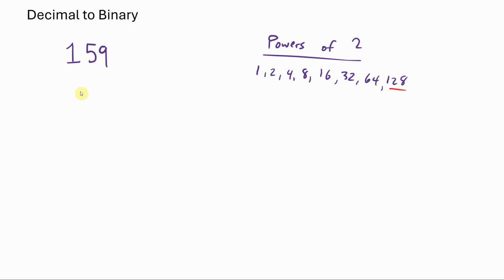So now we're going to rewrite 159 as 128 and then subtract 128 from 159. So this would be 31. Okay. So I have a power of 2 here, and then I have this number 31, and I ask what's the biggest power of 2 that is less than 31. In this case, that's 16. So now I'm going to rewrite this problem as 128 plus 16 plus 15.